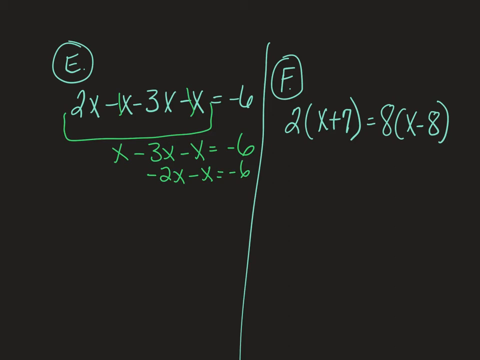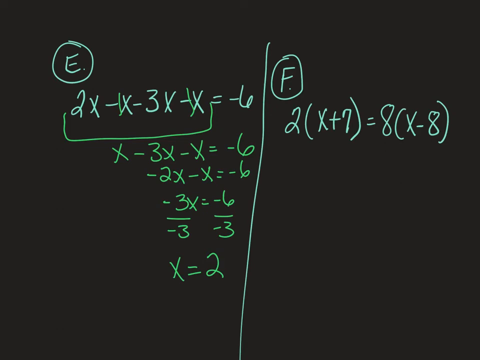Now, you have negative 2x minus x. Remember, when your signs are the same, you're going to add in this instance and keep the sign. So you have a negative 3x equals negative 6. Divided by negative 3, x equals 2. Why is it positive 2? Because when you are dividing or multiplying and both signs are negative, they cancel out.